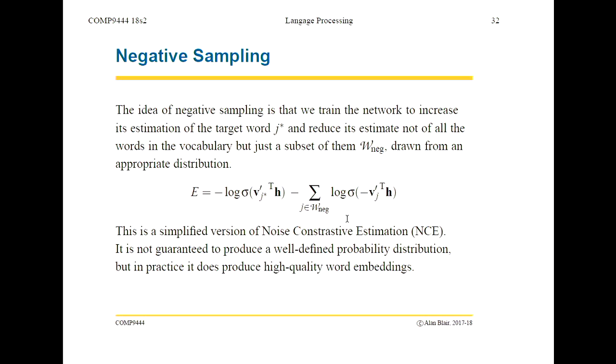With hierarchical softmax, we knew it was a probability distribution. Here, it really isn't. So this doesn't really have a solid theoretical basis the way the other models do. But in practice, when you do it this way, it tends to produce pretty good word embeddings. Okay. Any questions about this?